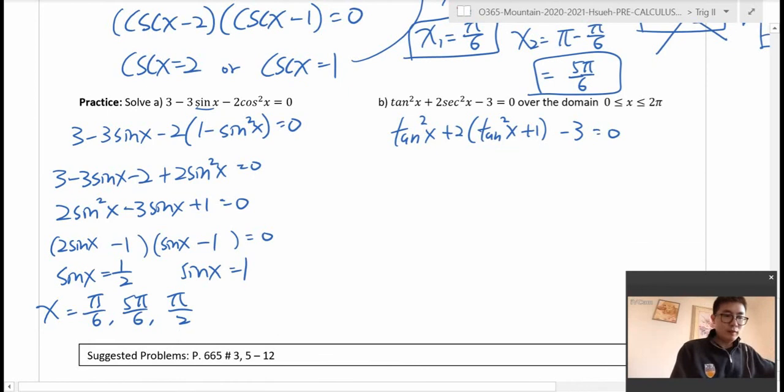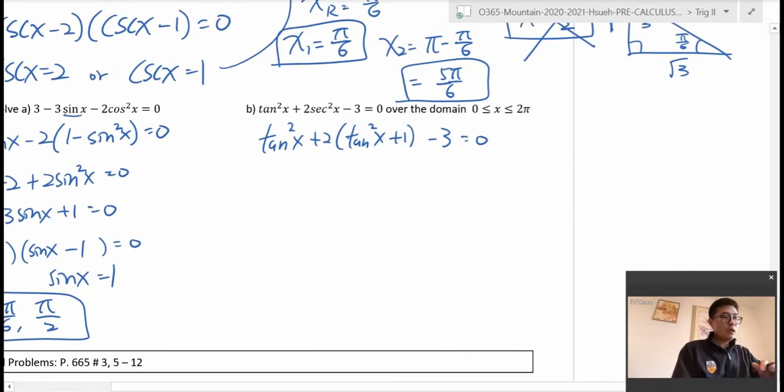Well, in this case, there's no denominator, so I think we're fine, right? Sine x, cosine x. So, perfect. Here are three answers.